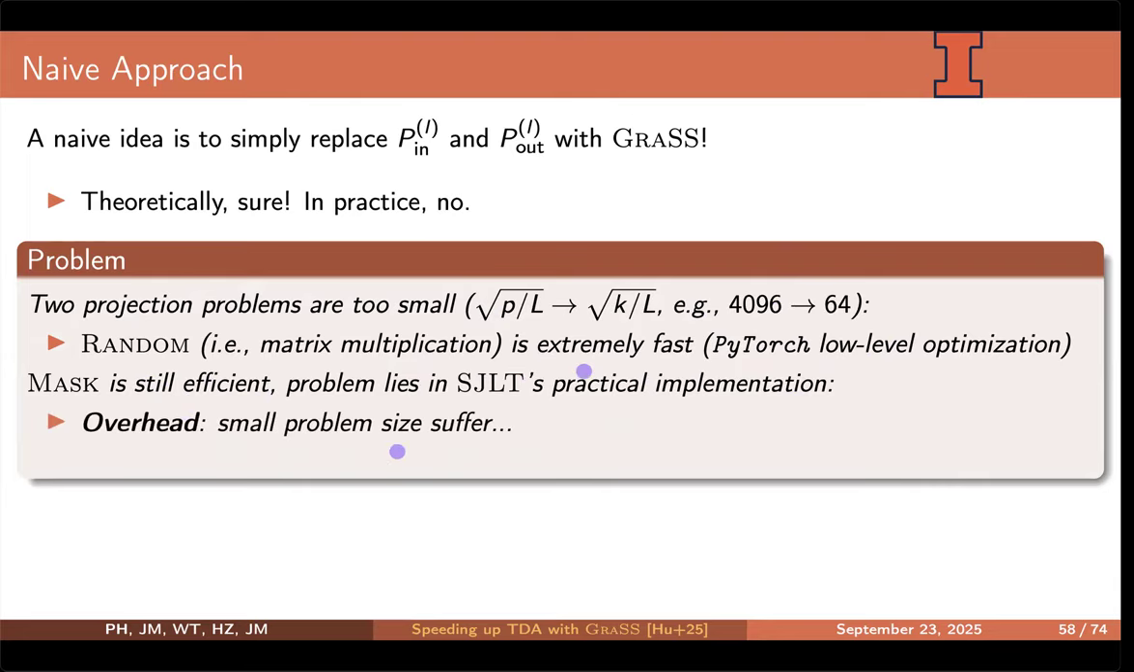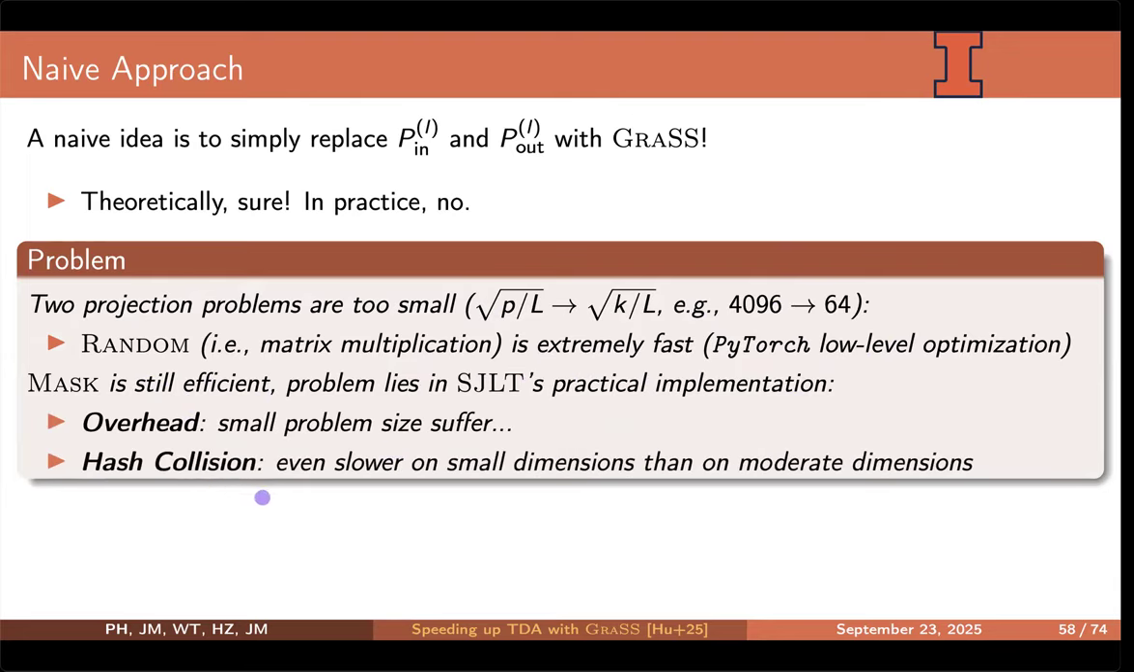Remember, we have overhead, and also we have hash collision, which is more technical. But you can think about this as we are basically doing atomic add from a lot of input dimensions, which all map to, or try to add to, a single output dimension. This might be too technical, but this is essentially what's happening. So SGOT basically suffers from this small problem size since we're using our custom CUDA kernel.